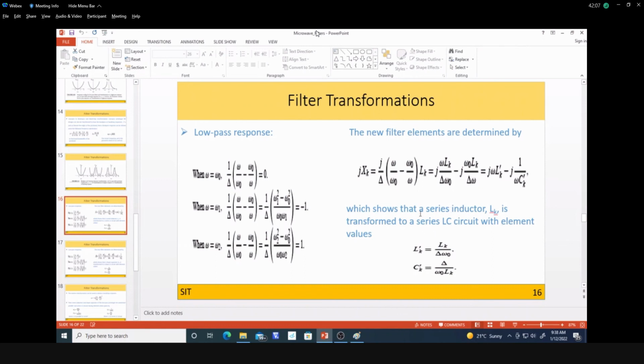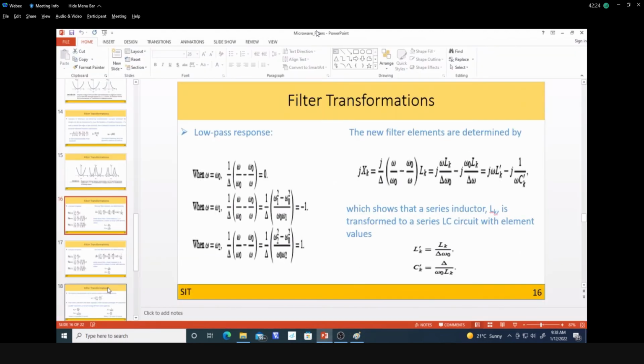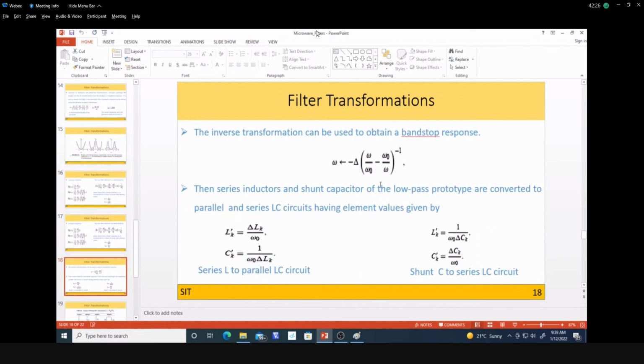Similarly, we have the shunt inductor. You can see the low pass filter prototype. We have the shunt capacitor. Okay, so this is the series inductor; we have converted it to a series LC circuit. And then we convert this shunt capacitor to a parallel LC circuit. So that equation we have to solve.